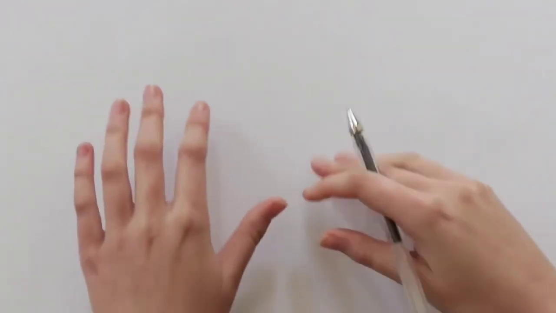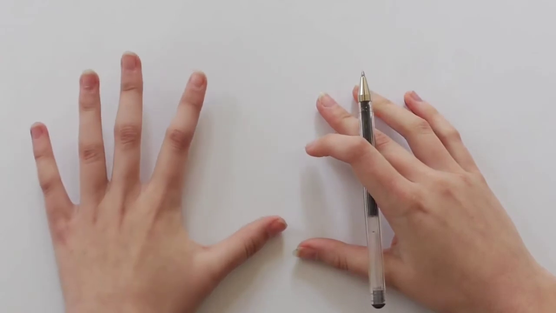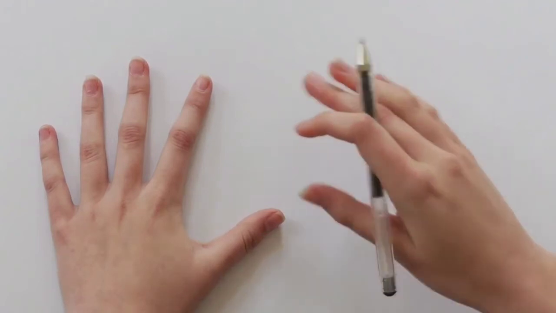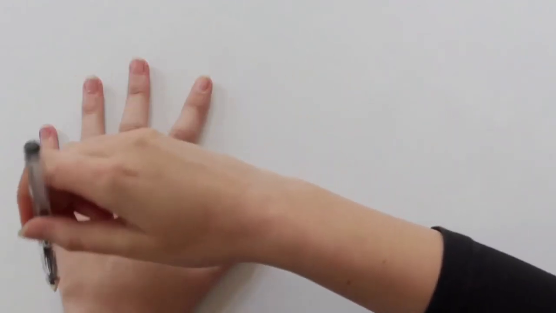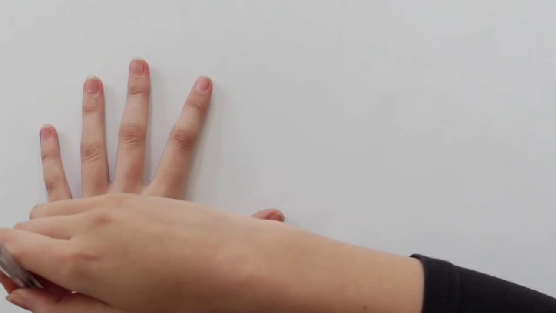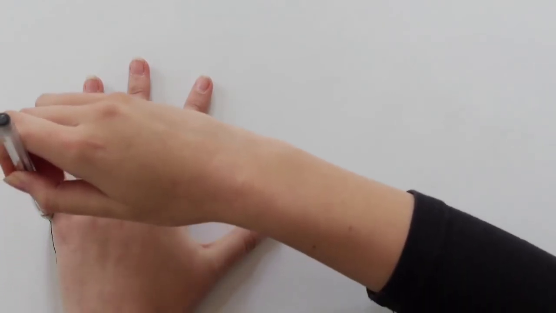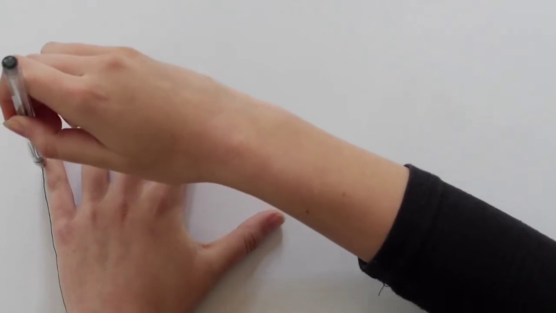My dear children, first of all, take any plain sheet and keep your left hand on the sheet. After that, hold the pencil tightly in the other hand and trace your left hand with the pencil like this.